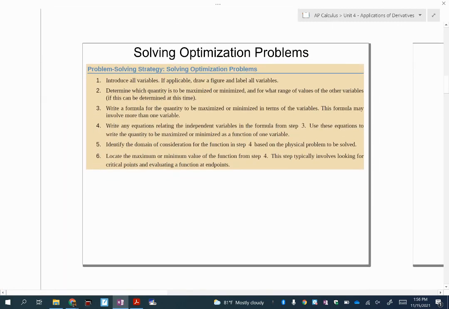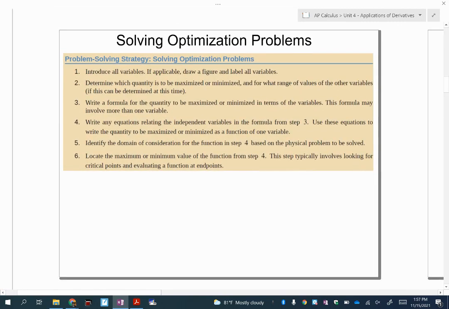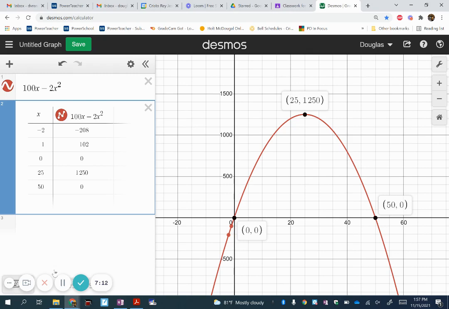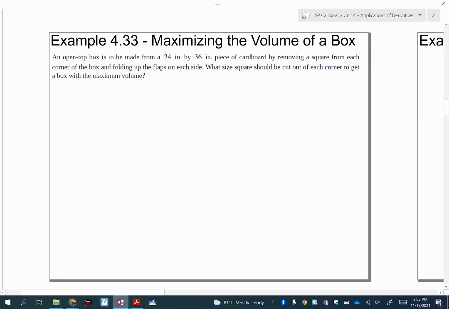I'm going to move into some more optimization problems focused on this problem-solving strategy. For this next question, we're going to be talking about maximizing the volume of a box. If an open-top box is to be made from a 24-inch by 36-inch piece of cardboard by removing a square from each corner of the box and folding up the flaps on each side, what size square should be cut out of each corner to get a box with the maximum volume?